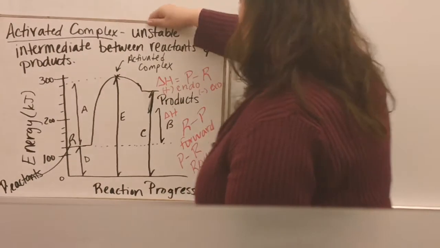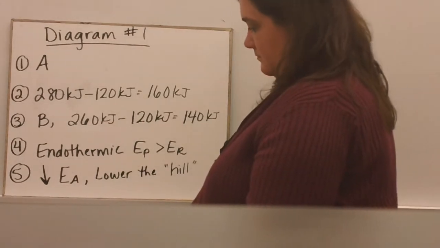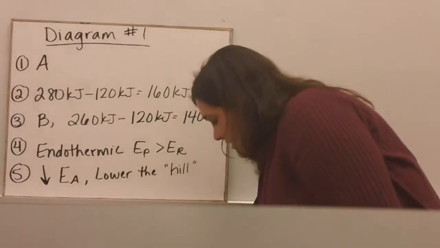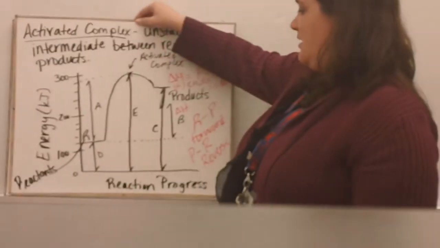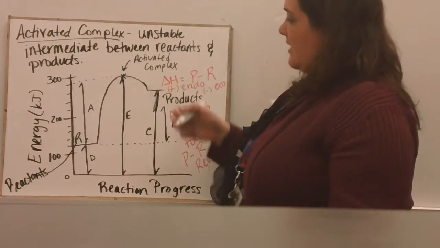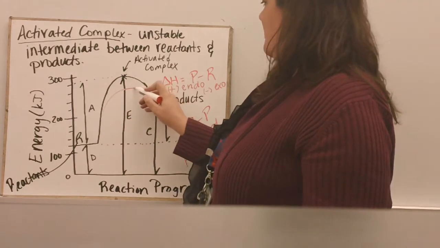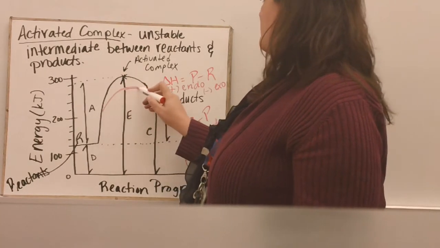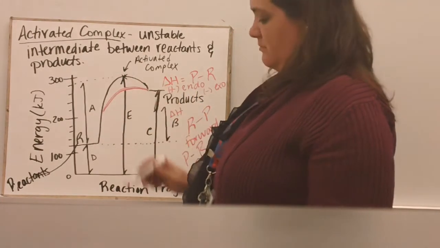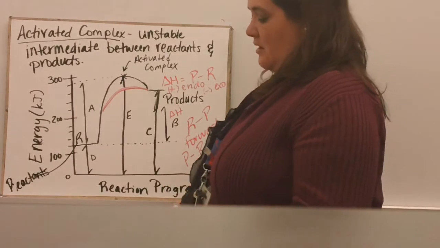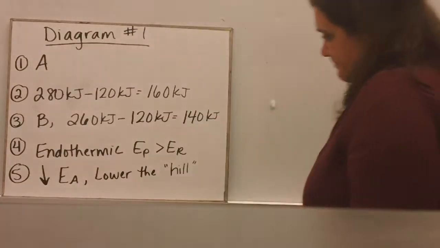Alright? So again, to sum up those answers here. Oh, sorry, and then question 5 wants to know what a catalyst would do to your diagram. A catalyst lowers the activation energy, so basically it lowers the hill that is required to get over to the products. Alright, so basically it just lowers this activation energy, okay? So that you can get to the products more easily with less energy.